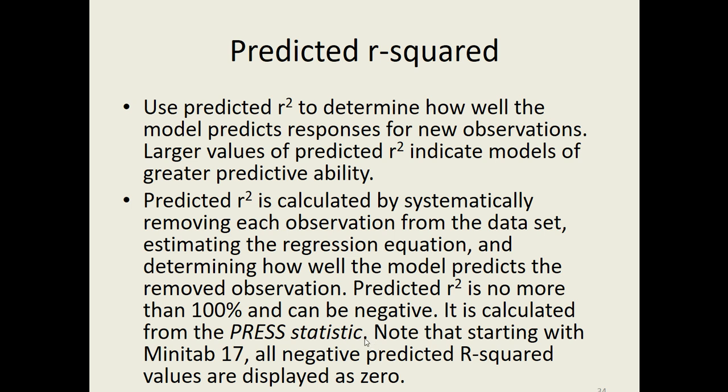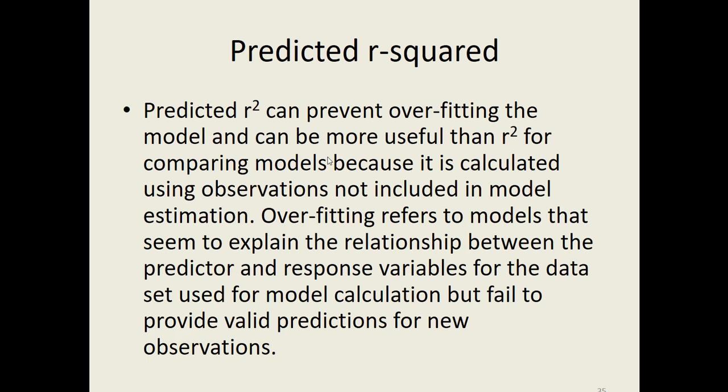In the newer edition of Minitab, all negative predicted R-squared are displayed as 0, so we will not see a negative predicted R-squared from Minitab in the newer edition. The value can prevent overfitting the model and can be more useful than the R-squared for comparing models because it is calculated using observations not included in model estimation.